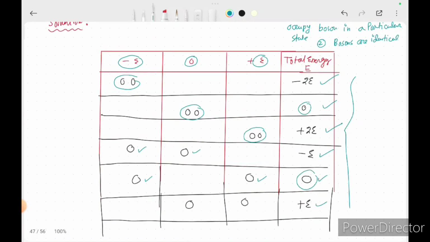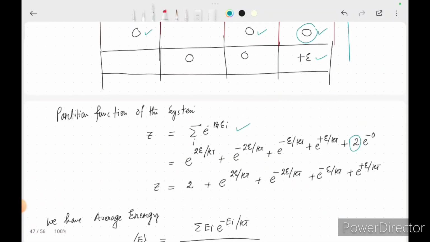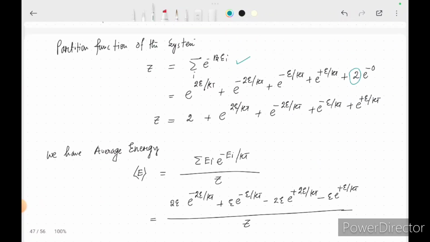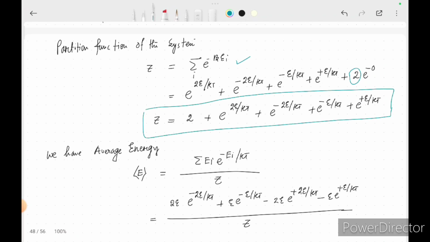There will be degeneracy, right? There will be degeneracy. So that's why 2 is placed here, 2 times e to the power 0. So finally we get the partition function Z equals 2 plus e to the power 2 epsilon upon kT plus e to the power minus 2 epsilon upon kT plus e to the power minus epsilon upon kT plus e to the power plus epsilon upon kT. So this is the partition function of the system.